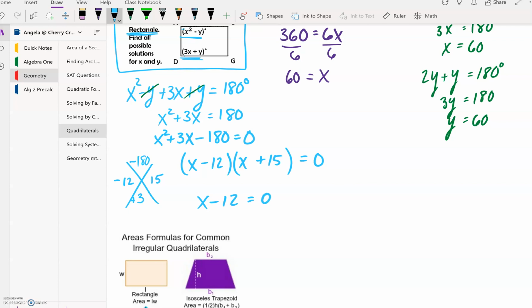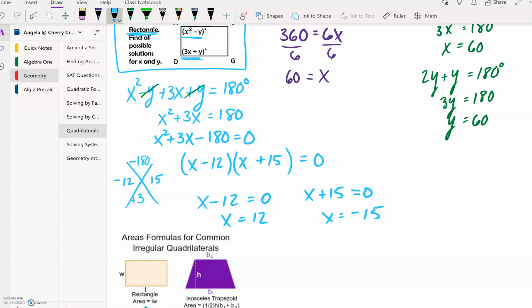To solve, remember we have to bust it into 2 parts, so we have each of these pieces using the zero product property. Add 12 to both sides on this piece, we get x equals 12. Subtract 15 over here, we get x is equal to negative 15. I think what's going to end up happening is it's possible that that negative 15 may not result in an angle value that is going to work.